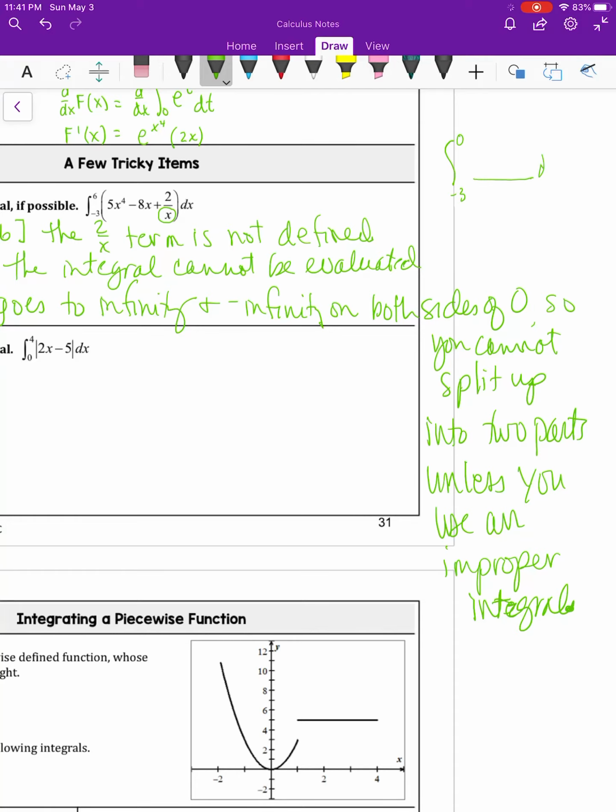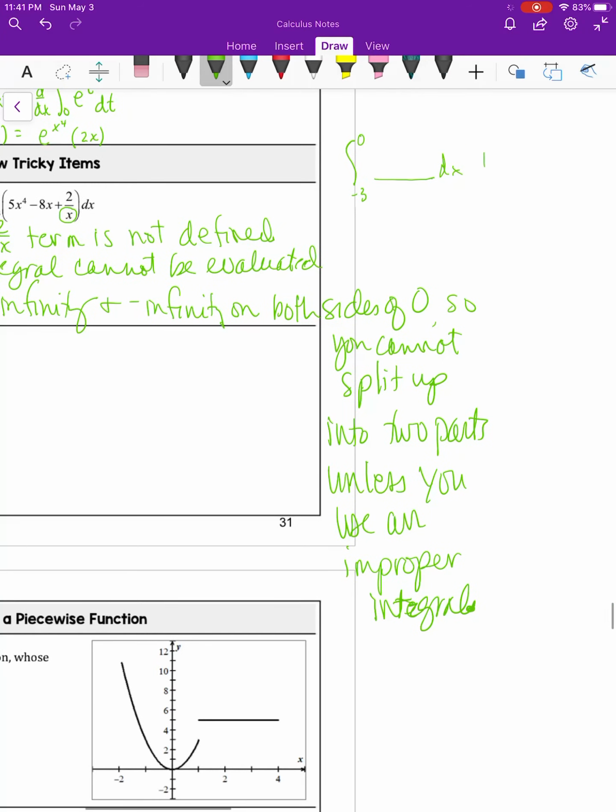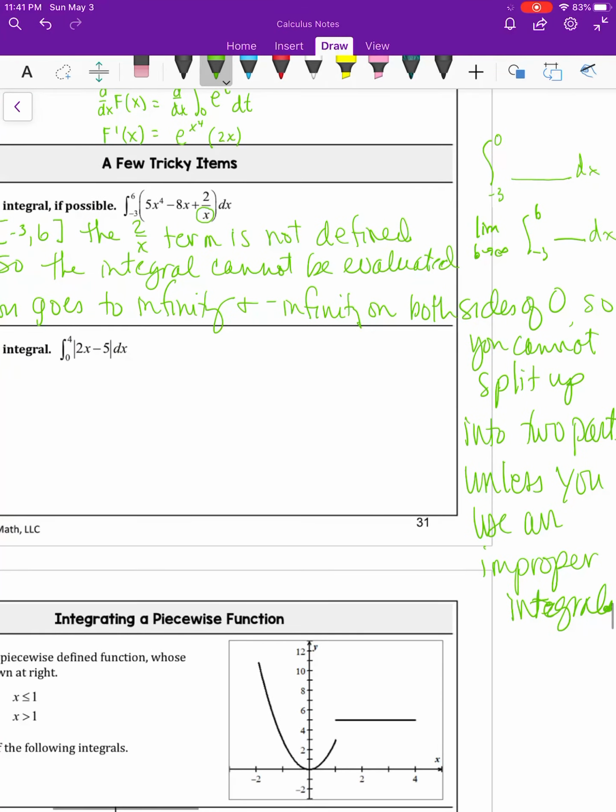So you'll do an improper integral in Calc 2, because what you'll end up having to do is go from -3 to 0, blah, blah, blah, dx, and then plus 0 to 6, blah, blah, blah, dx. But then since it goes to infinity here, you have to do a limit as b goes to infinity of the integral from -3 to b. You know, so you make these into limits. That's what an improper integral does.